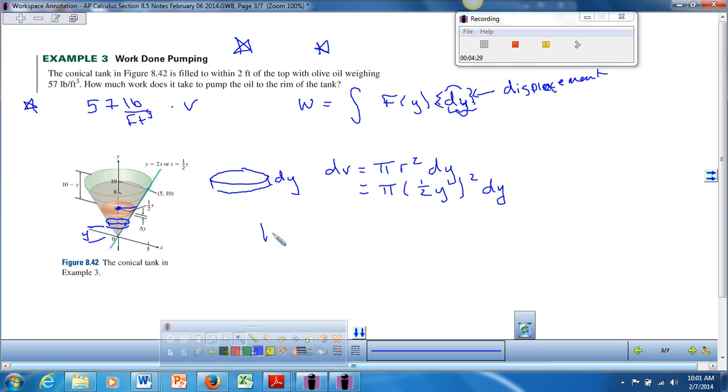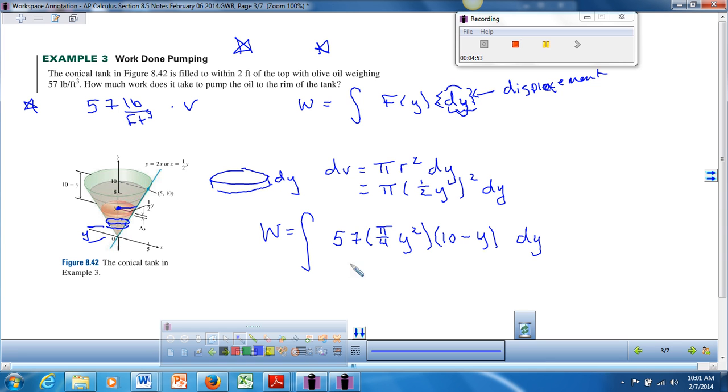So our work ends up being 57 times pi times 1/4 y squared, force, and the dy is part of that, to get our volume of the cylinder, times how far I have to move that thing, which is 10 minus y.